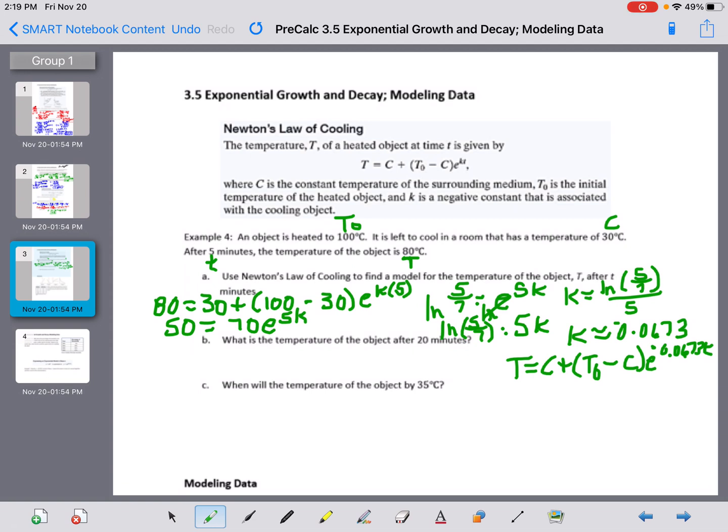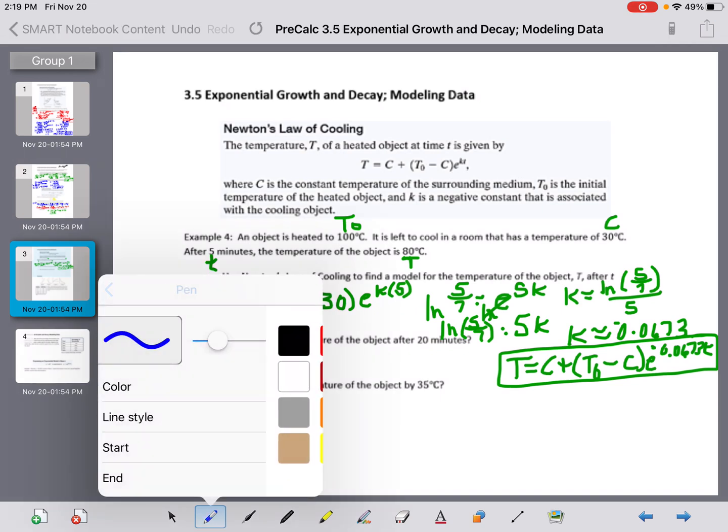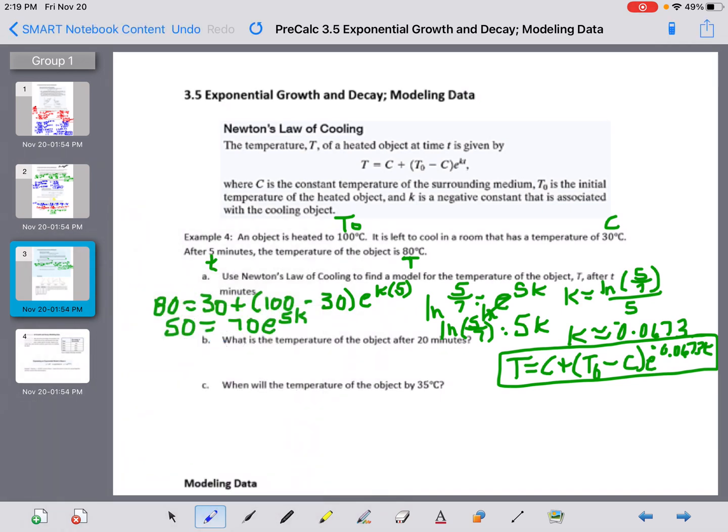Okay, now we can use that model to continue problems with information that fits this Newton's law of cooling. So part B says, what is the temperature of the object after 20 minutes? Okay, so let me go ahead and figure out the temperature after 20 minutes. We don't know the new temp. We're still at a constant of 30. We still started at 100 minus 30, and we have this e to the negative 0.0673 times 20 minutes.